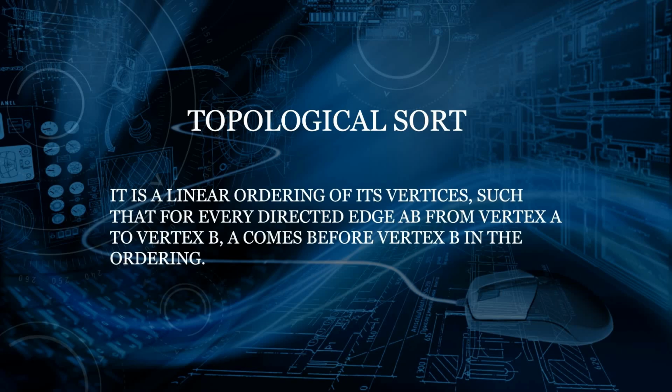Topological sort is a linear ordering of its vertices such that for every directed edge A, B from vertex A to vertex B, A comes before vertex B in the ordering. Meaning, it is a concept in graph theory and algorithms that respects the partial ordering imposed by the directed edges of the graph. Topological sorting is a fundamental algorithmic technique used to establish a linear ordering of vertices in a directed acyclic graph, or DAG, respecting the dependencies between them.